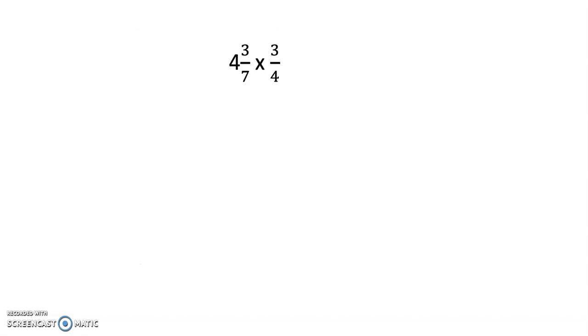So the first one is 4 and 3 over 7 times 3 over 4. So we're going to convert 4 and 3 over 7 into an improper fraction. If you need to know how to do that, just check out the last video on mixed numbers converting. And we're going to multiply that by 3 over 4. So there's no cross-cancelling here. 3 and 7, no common factors. 31 and 4, no common factors. So we're going to end up with a little bit of a large fraction.